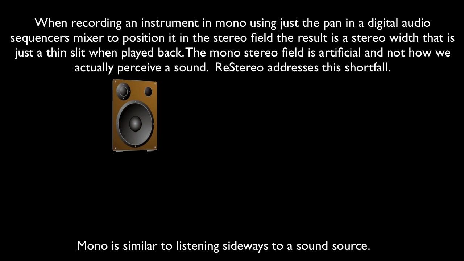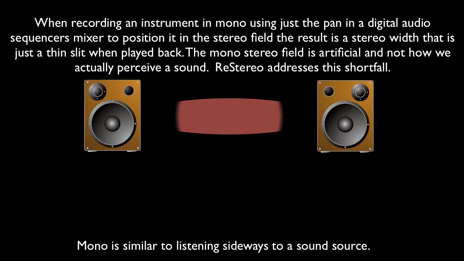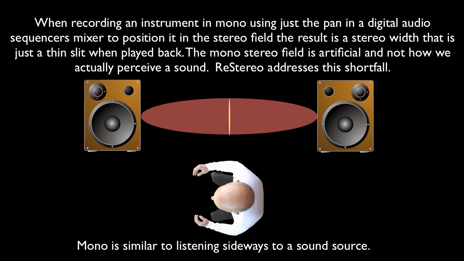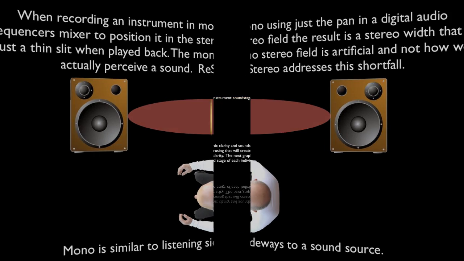also increases. When recording an instrument in mono, using just the pan in a digital audio sequencer's mixer to position it in the stereo field, the result is a stereo width that is just a thin slit when played back. The mono stereo field is artificial and not how we actually perceive a sound. ReStereo addresses this shortfall. Mono is similar to listening sideways to a sound source.